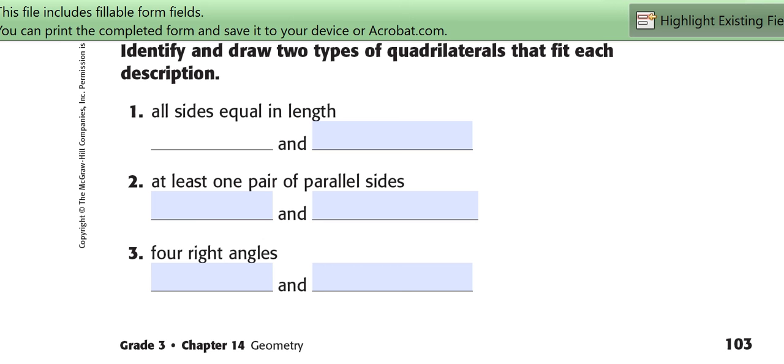So we already talked about all the quadrilaterals. So the 2 quadrilaterals that have all the sides equal in length, what would that be? Sorry about that. So number 1, all sides are equal in length. You said one of them was a square. What's the other one? All the sides have to be the same length. Rhombus. Thank you.